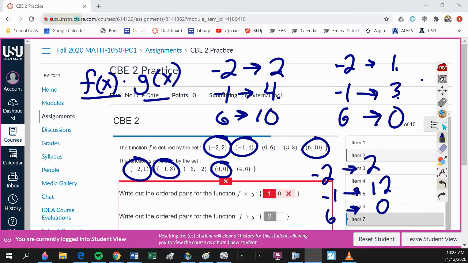This boggles me. All right, do you guys understand that? Anyway.